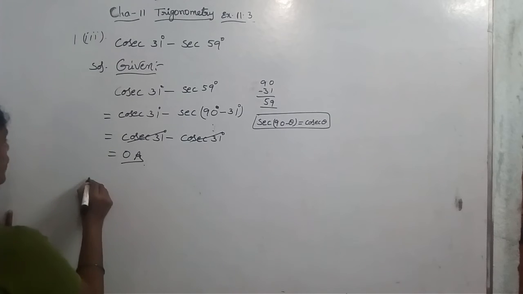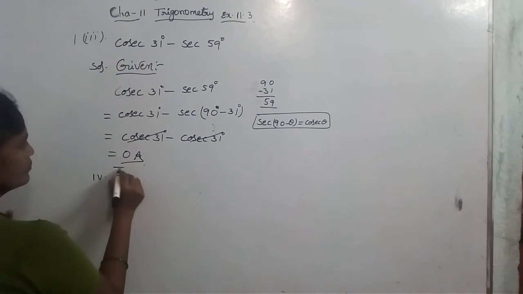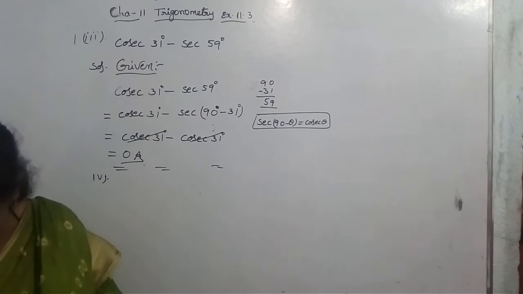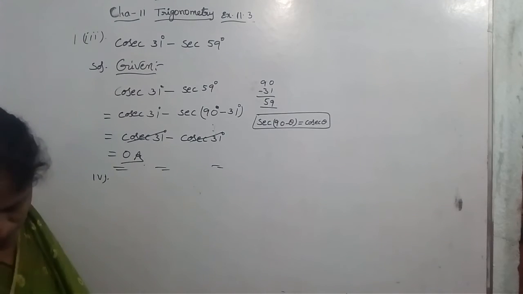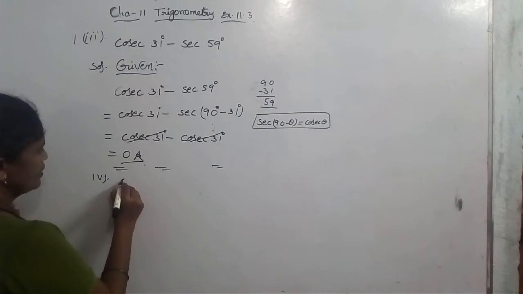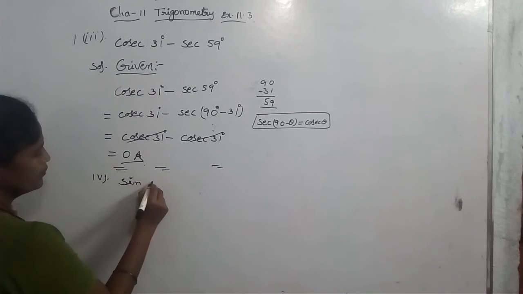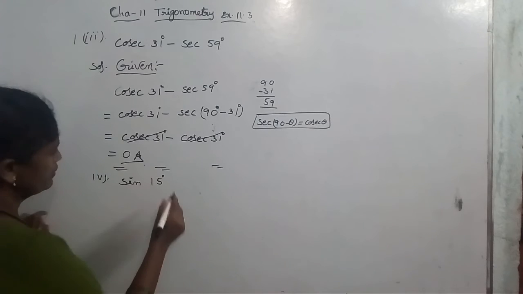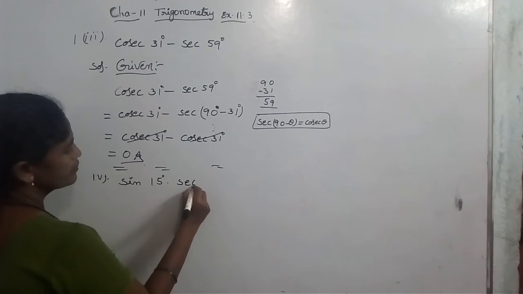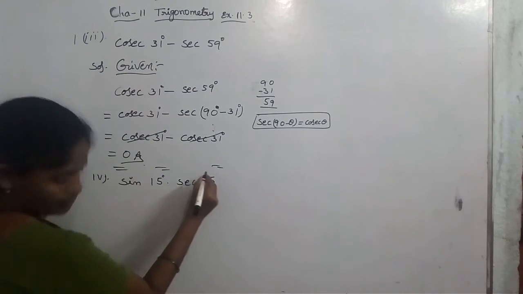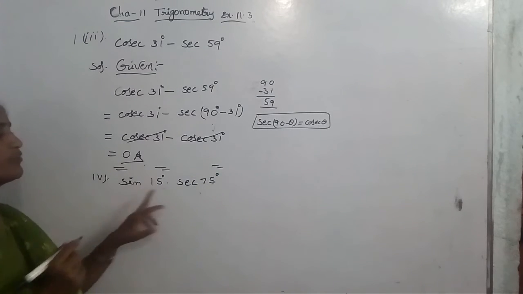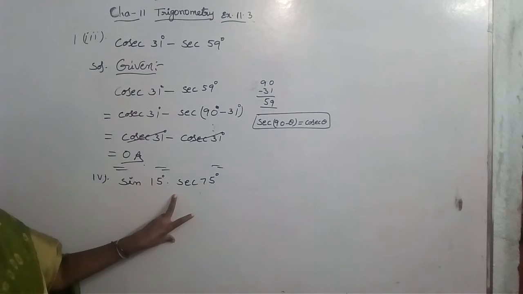Next, the fourth one. What have they given in the fourth one? Sin 15 degree, secant 75 degree. This is a little different.